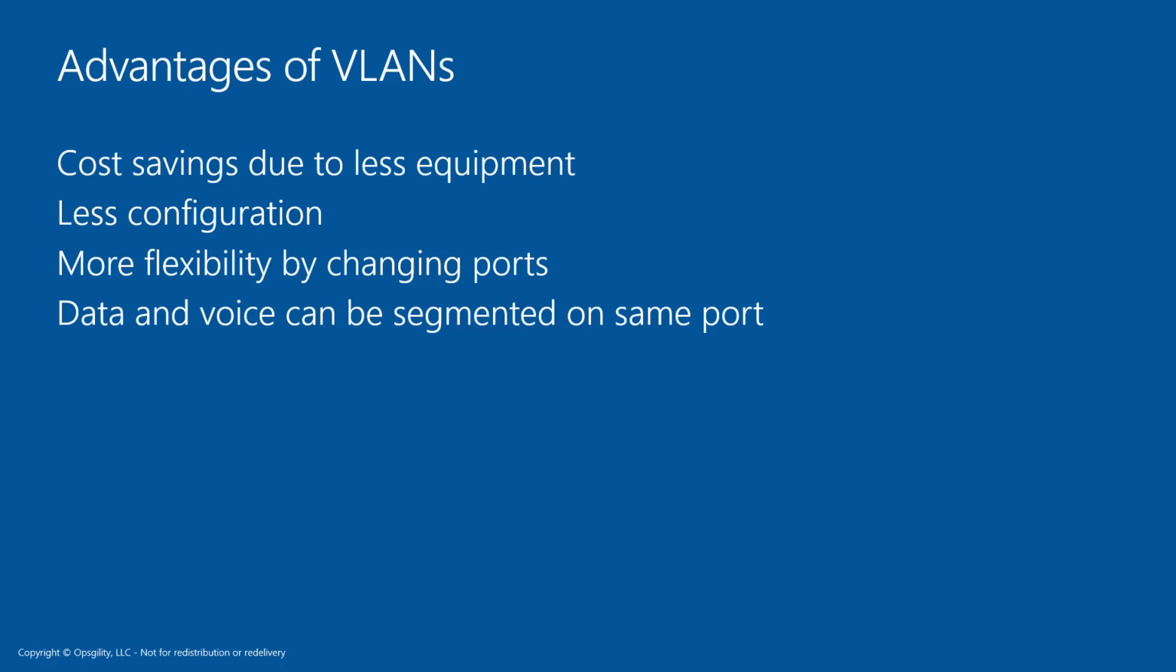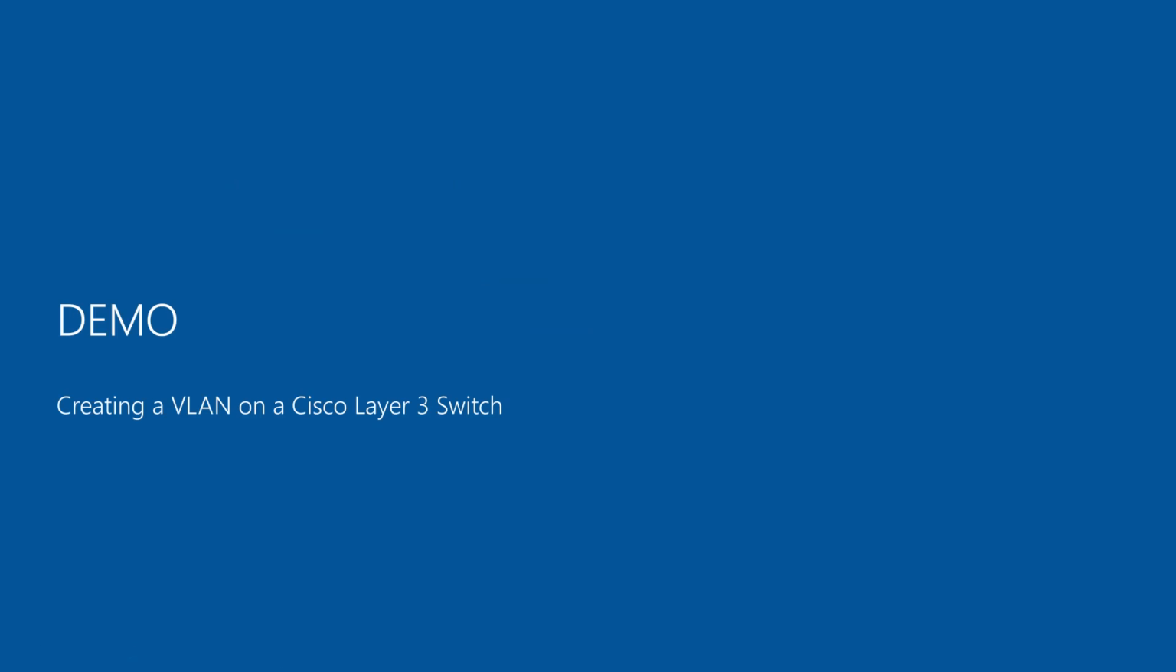And that can save you a lot of money, because in many networks that I've seen, we've had separate networks for the voice and separate networks for the data. But now you only need one network. You only need one physical local area network with all of this hardware that's running using VLANs to segment the different subnets. Let's take a look at a Cisco layer 3 switch, where we will add a virtual LAN to our switch and to our network.